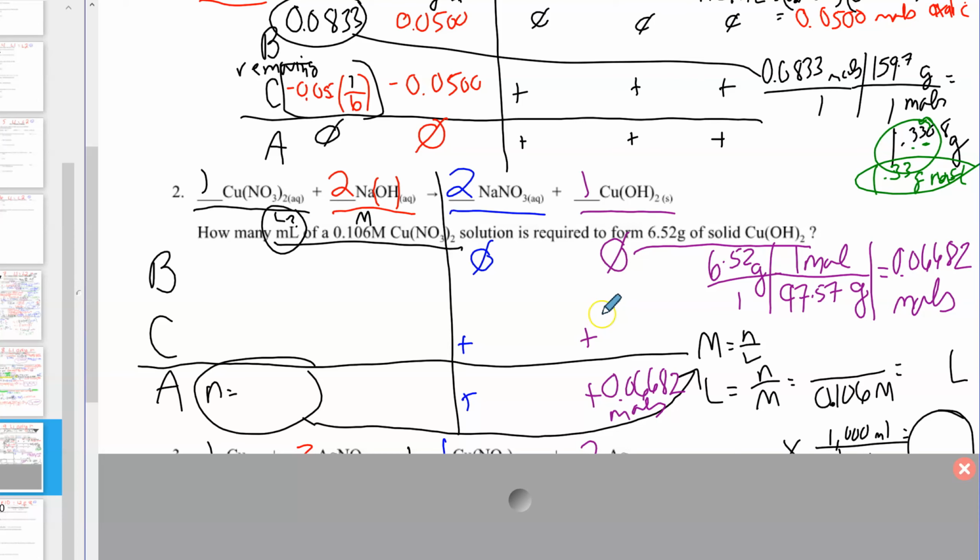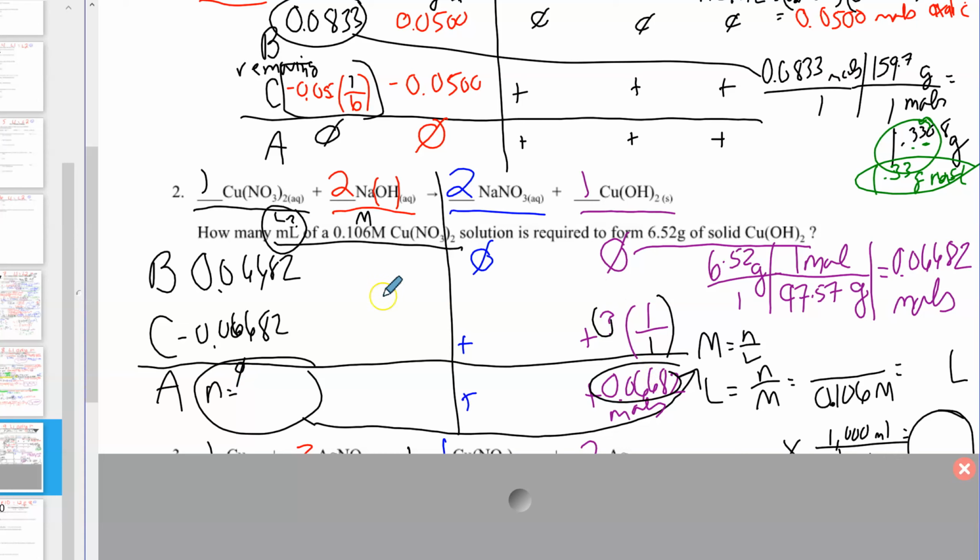So how did we get that? We got that from some coefficient times the ratio of the copper 2 hydroxide to the thing we want to know about, the copper nitrate. Well, look at that. It's 1 to 1. That's nice. So 0 plus some coefficient, some number times 1 over 1 is 0.0668. So what is that question mark number? Well, it's that same number. Anything times 1 is itself. So how many moles of copper 2 nitrate did we use up? We started with 0.06682. We used up all 0.06682. There was none left at the end.